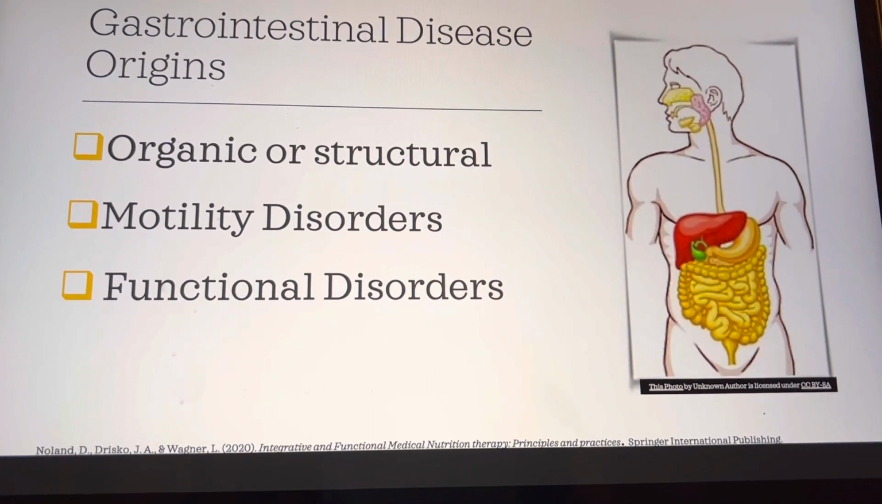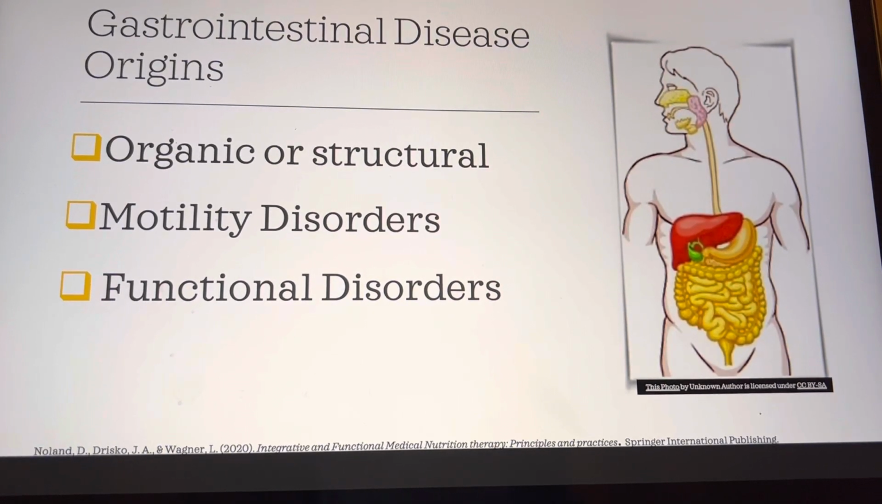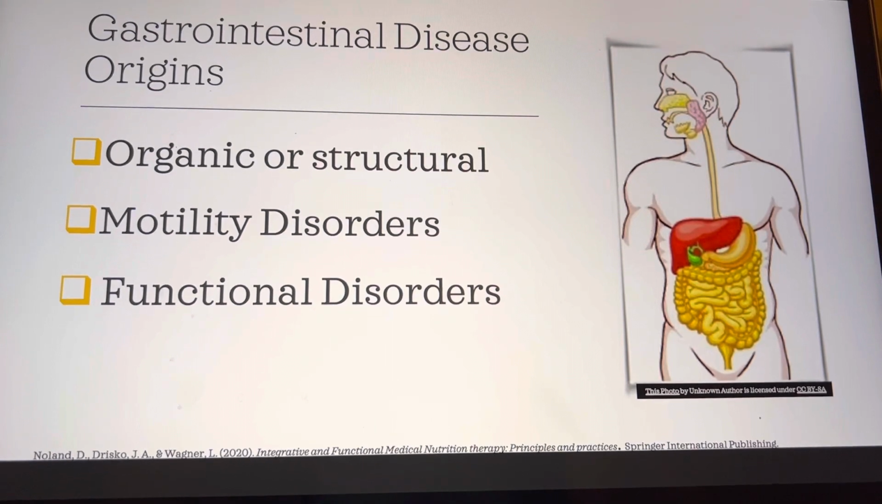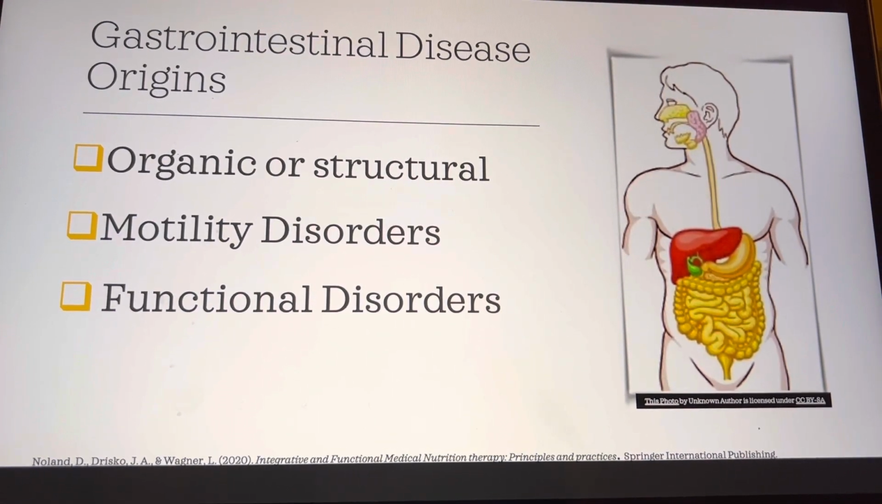Functional disorders are the most common GI disorders. The etiology of functional disorders is varied. The difference with functional disorders is they are subjectively reported by the patient. Examples of this type of disorder are dyspepsia and irritable bowel syndrome.